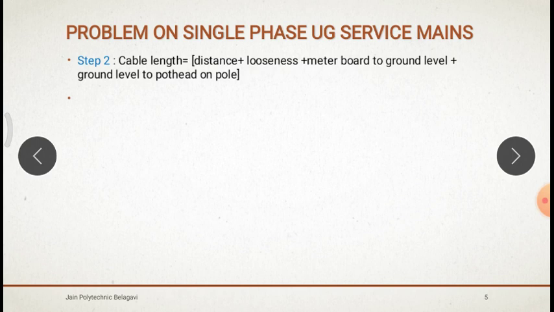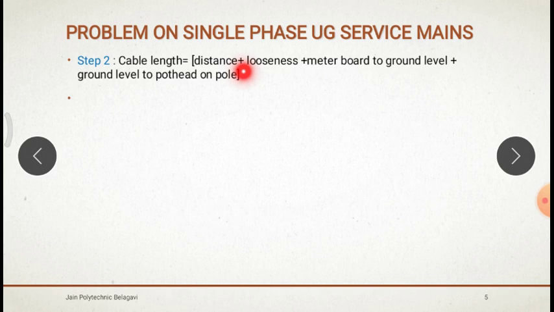On the consumer side, from ground level you require extra cable to connect to the meter board. And for the pole side also, from ground level up to the pot head where the cable connection is made, you need extra cable. So: distance plus looseness plus meter board to ground level plus ground level to pot head on the pole.